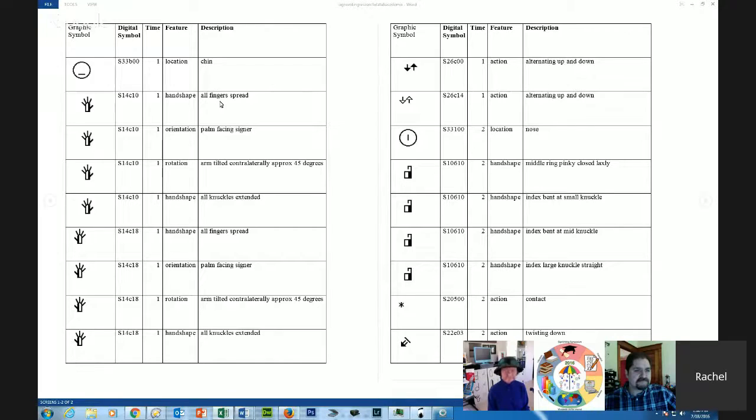So now we know that it's going to be all fingers spread, the palm is facing the signer, the arm is tilted contralaterally approximately 45 degrees, and all knuckles are extended. Actually, there's going to be more detailed information in the actual database, but this is just to show you what it's going to look like. So each symbol is translated into one or more rows in the database.